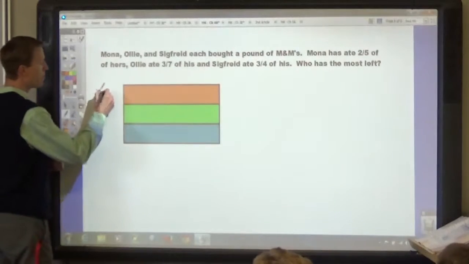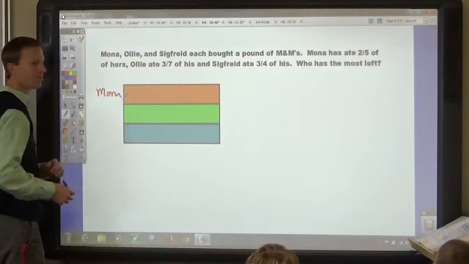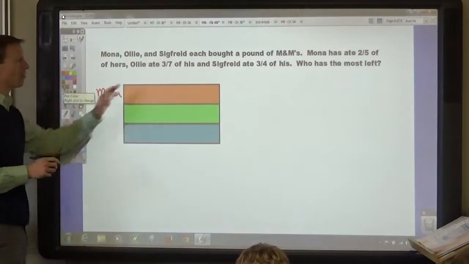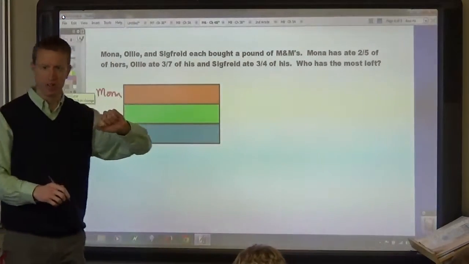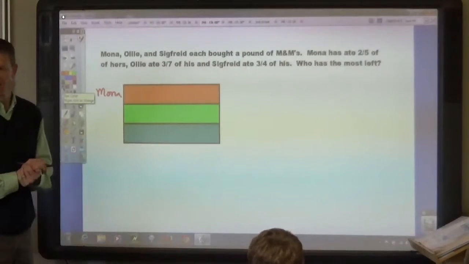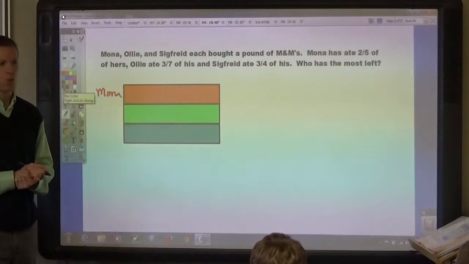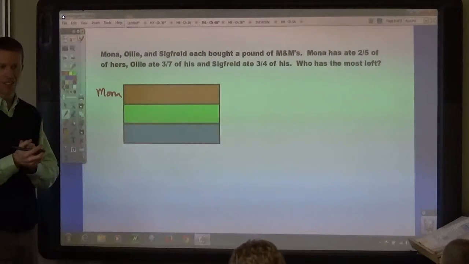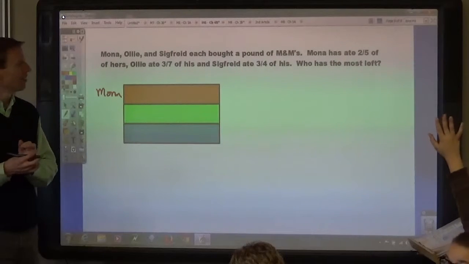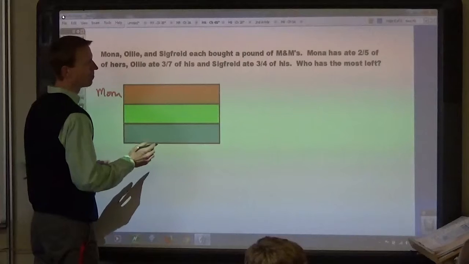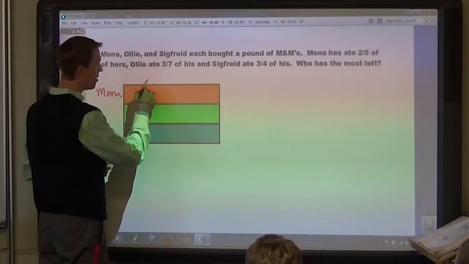So if this one represents Mona, what would we cut this one into? Why don't we solve it first and then I'll let you copy it after we're done, okay? What would we cut Mona's pound into? In other words, what denominator? Into fifths. So we need 4 lines, right?